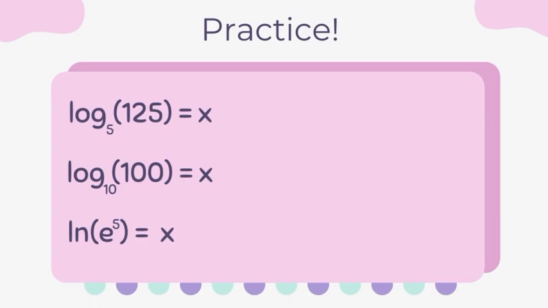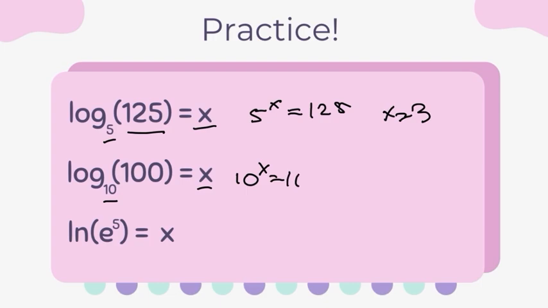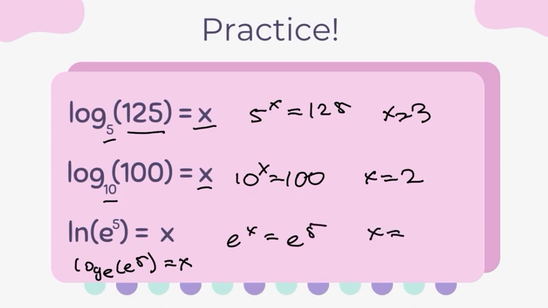Now on to some practice. Again, using the previous base and exponent idea, this is the base and this is the exponent. So 5 to the x equals 125, which is the argument, and then x equals 3. For the next one, we have 10 to the x equals 100. That means x equals 2. And then finally, we have ln of e to the 5 equals x. We need to remember that ln is a logarithm with base e. So this is basically log base e of e to the 5 equals x. That means e to the x equals e to the 5th, so x equals 5.